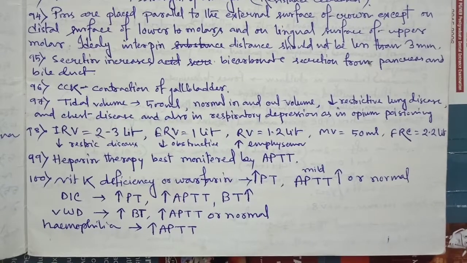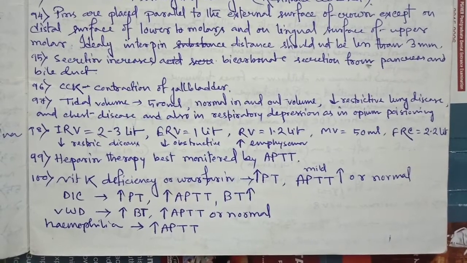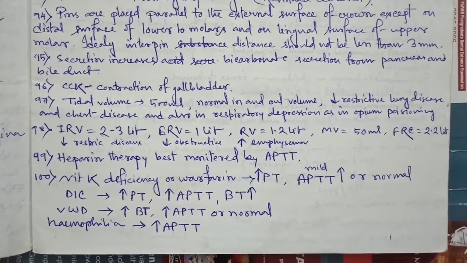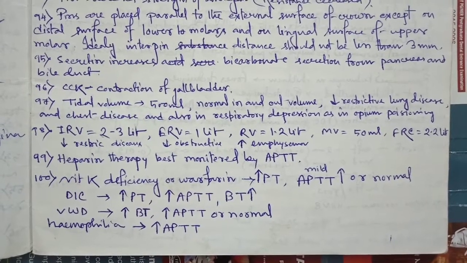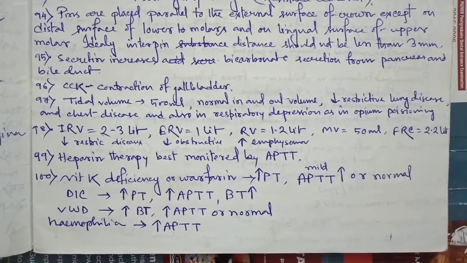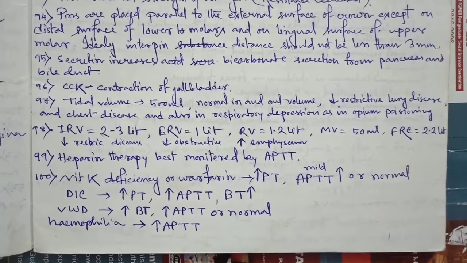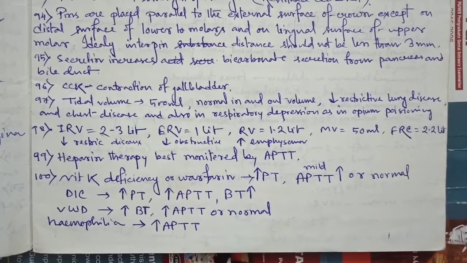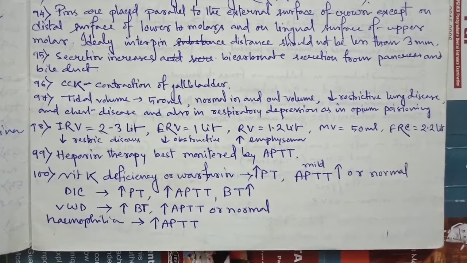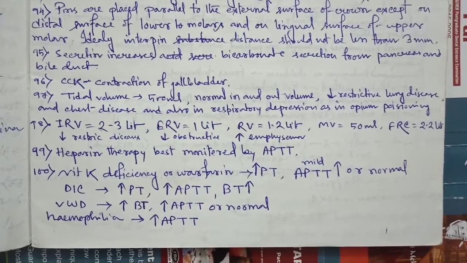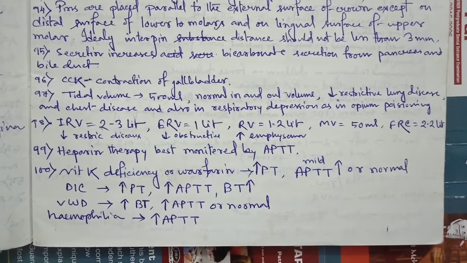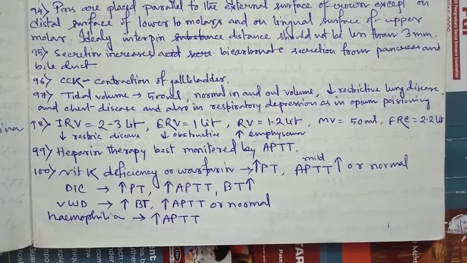Now, inspiratory reserve volume decreases in restrictive diseases, and its normal value is 2 to 3 liters. ERV also decreases in obstructive lung disease, and it's 1 liter. Residual volume is 1.2 liters. It increases in emphysema. Minimal volume is 50 ml. FRC is 2.2 liters.